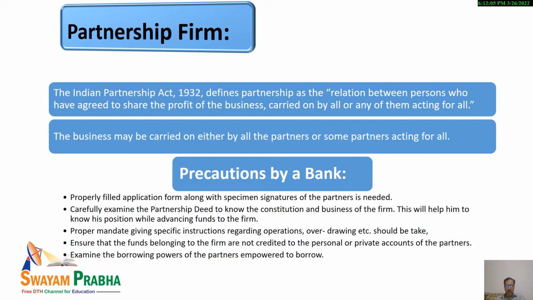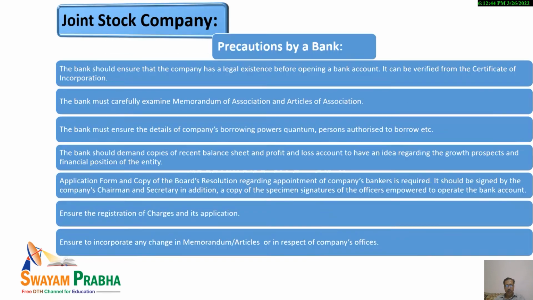Again, it should be noted that no misuse of fund is there, and the funds of the partnership firm are not credited to the personal or private accounts of the partners. So banks should be very much vigilant in this regard. And what are the powers of the partners to borrow money? And what is the status? What are the instructions? What are the guidelines in this case that are there in the partnership deed? All these things should be kept in mind by the bank.